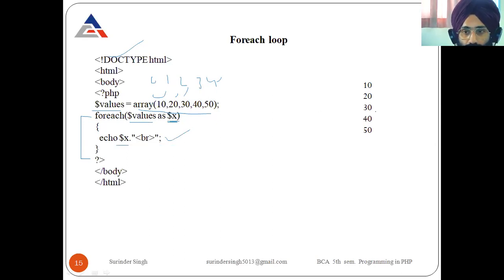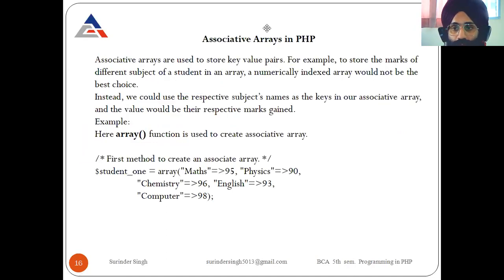Clear? In the first iteration it prints 10, then 20, 30, 40, 50. Total number of iterations is 5, because the total number of elements is 5. Clear? This is the example of the for each loop. Now move to the next slide.